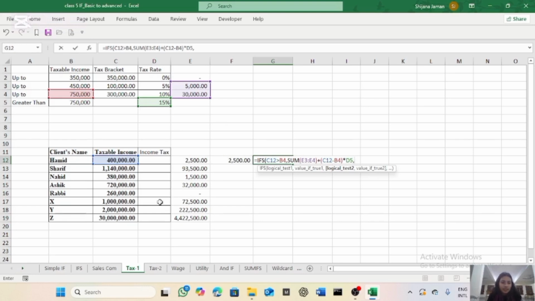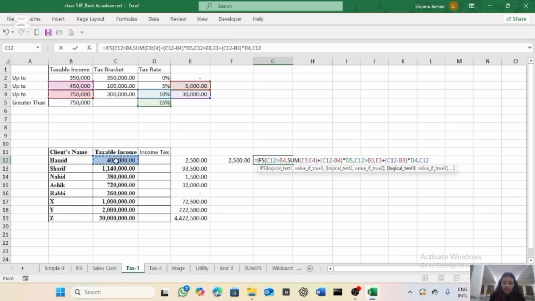For the second logical test, if taxable income 4 lakh is greater than 4,50,000, comma, for 4,50,000 taxable income he had to pay 5,000 plus first bracket 4 lakh minus 4,50,000, bracket close, multiply with the tax rate for 4,50,000, which was 10%, comma. We have done our second logical test.